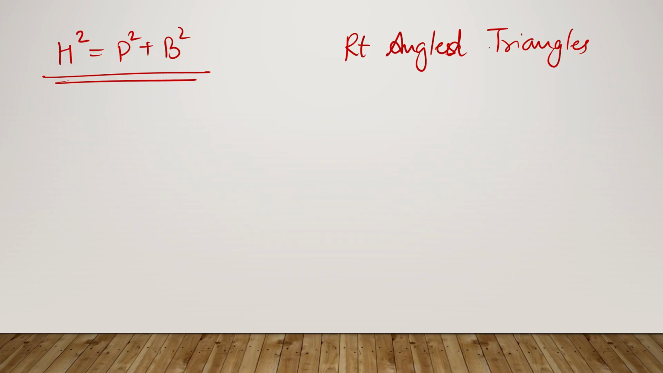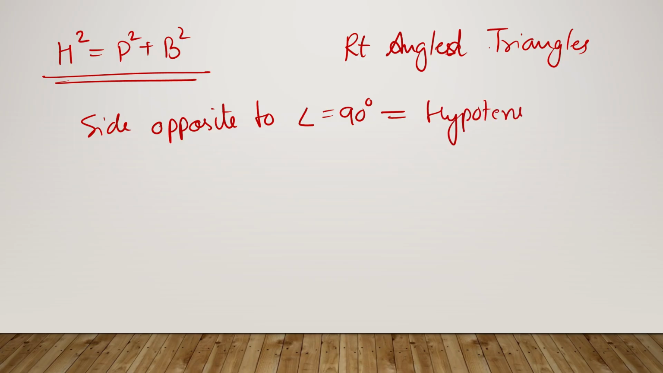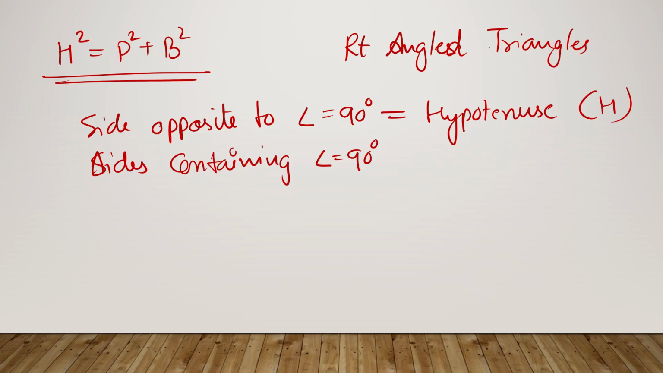It is a property of the right angle triangle. In simple words, the side opposite to the angle equal to 90 degrees is the hypotenuse, which we represent as H. Then the sides containing the 90 degree angle, any one of them can be considered as the perpendicular, and the other can be considered as the base. All that matters is it must be a right angle triangle, nothing else.